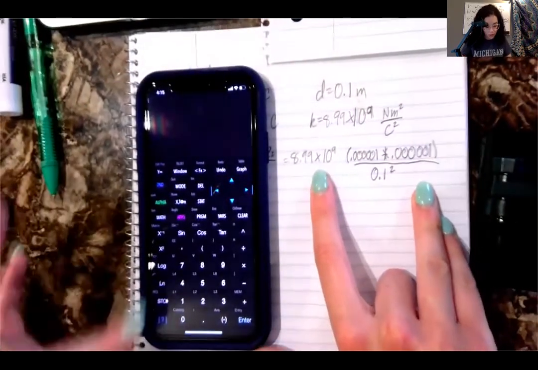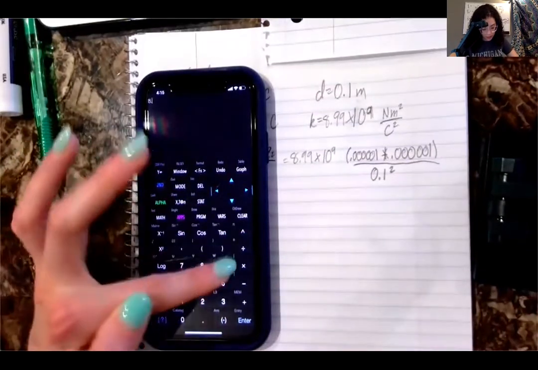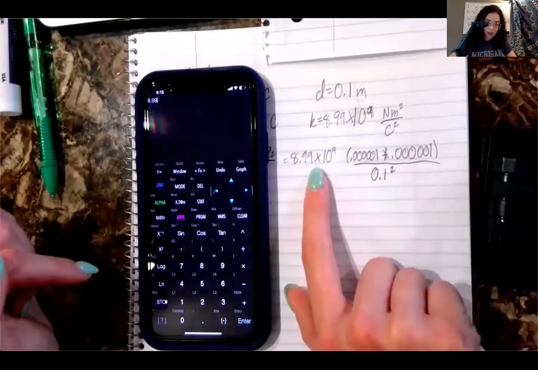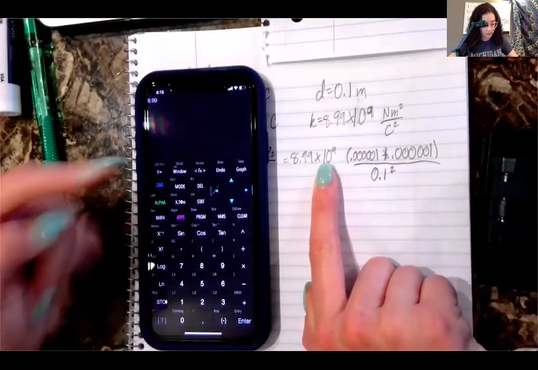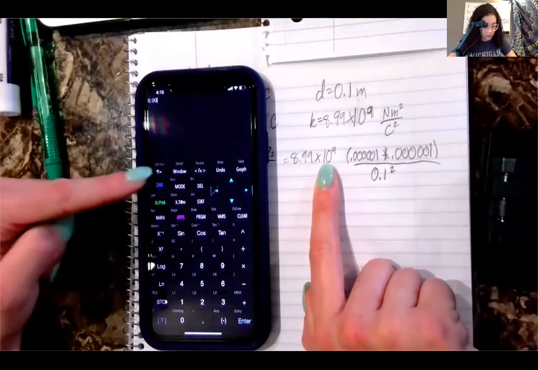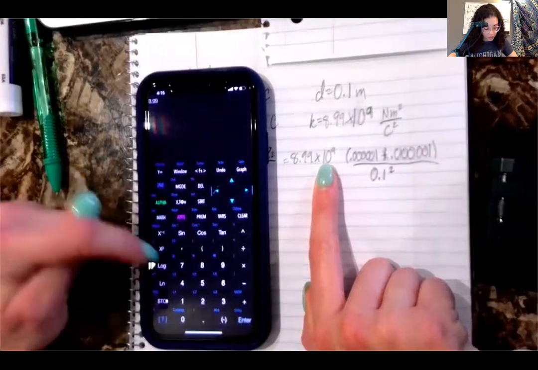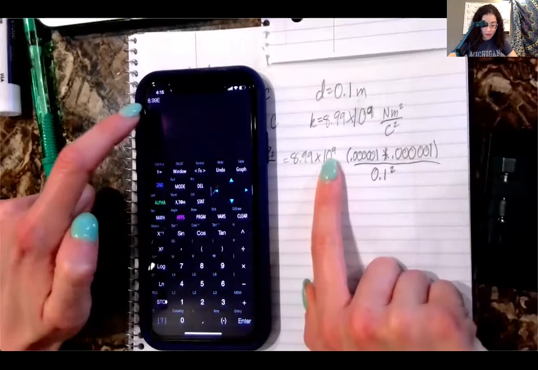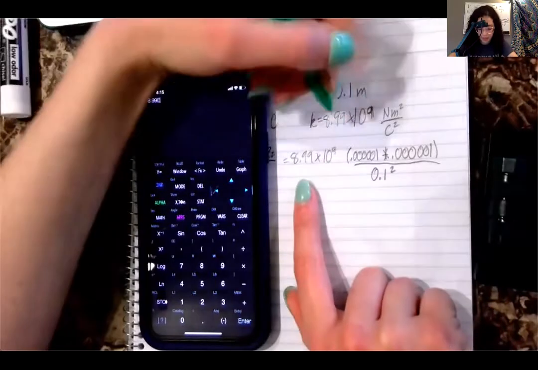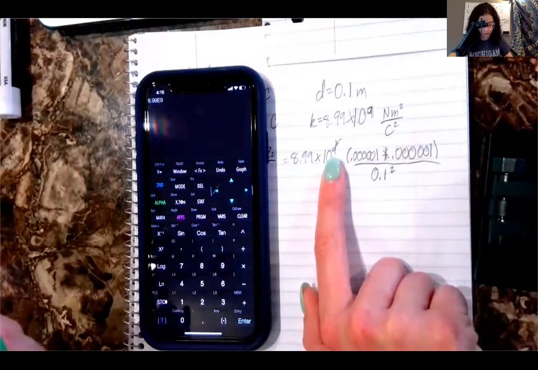So we can start by making sure our calculator is nice and cleared. 8.99. To do this times 10 to the 9th, we can use that second EE function. You'll type second, this blue button right here, and then the comma, EE, and you'll get this E up here. The E is just the number in the exponent, okay? Just this 9. So I'm going to type 9.